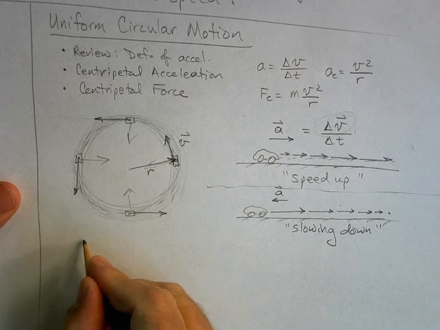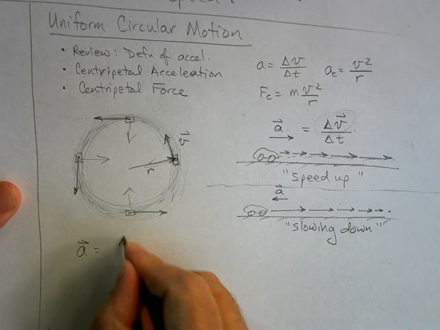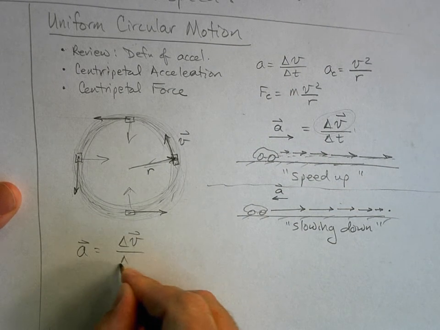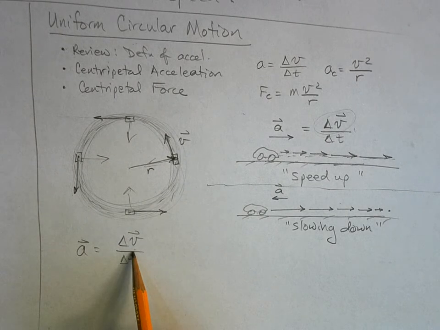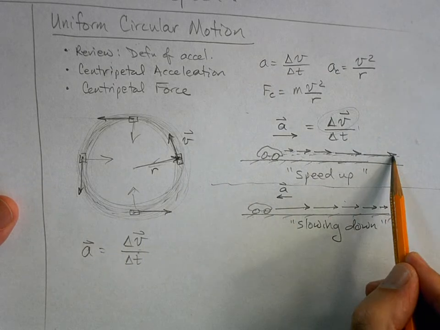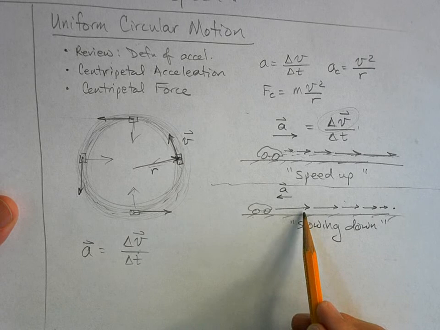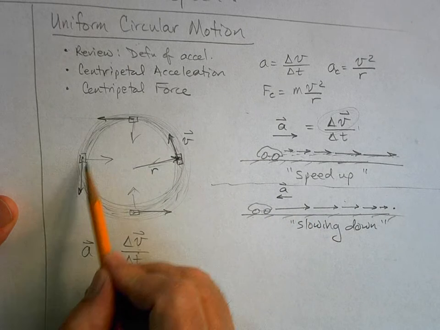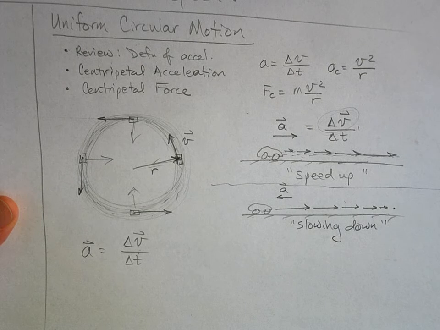Acceleration, right, is defined to be the rate at which I change velocity. But look, I can change velocity by increasing its magnitude, decreasing its magnitude, or what am I doing to the velocity vector as I go around a circle? I'm changing its direction. And that requires an acceleration.